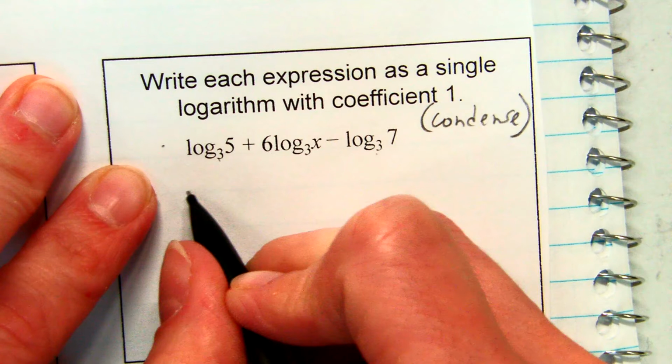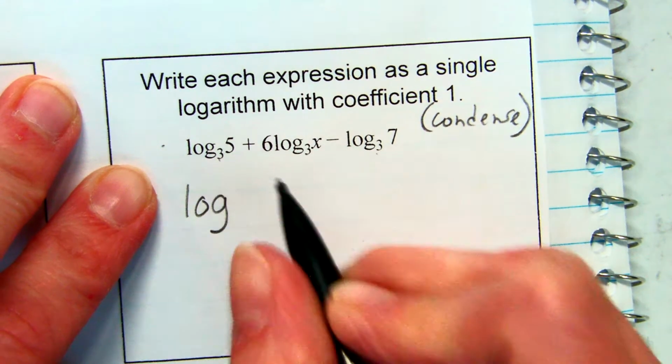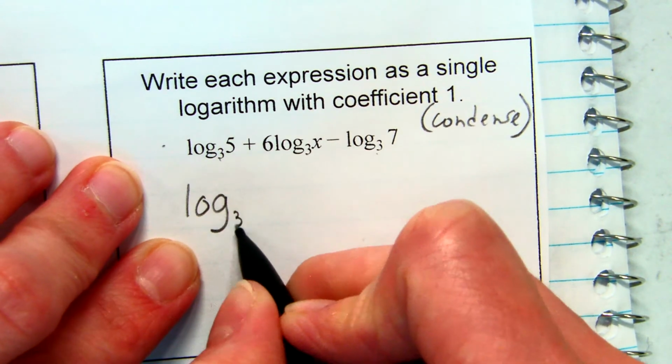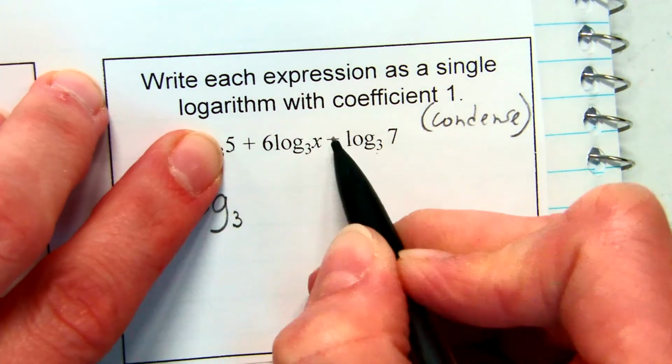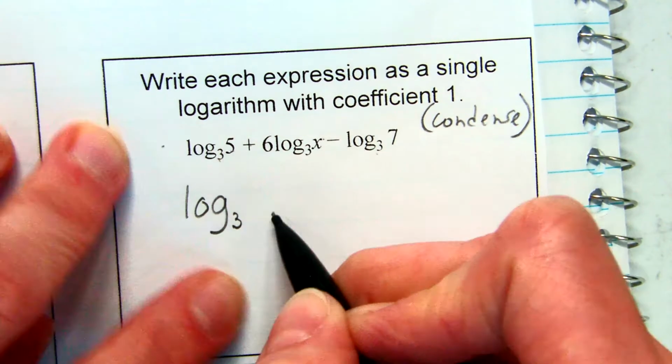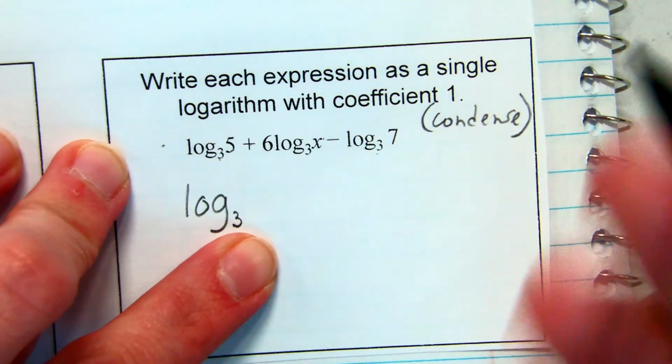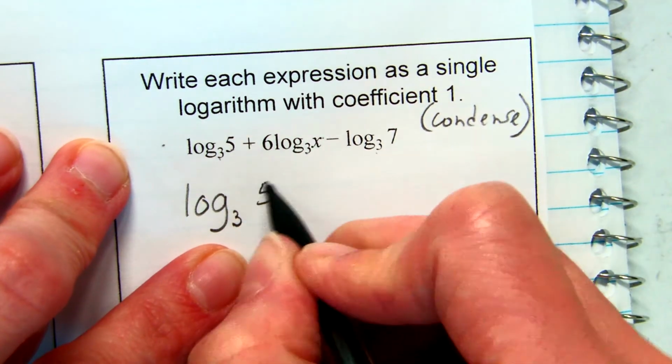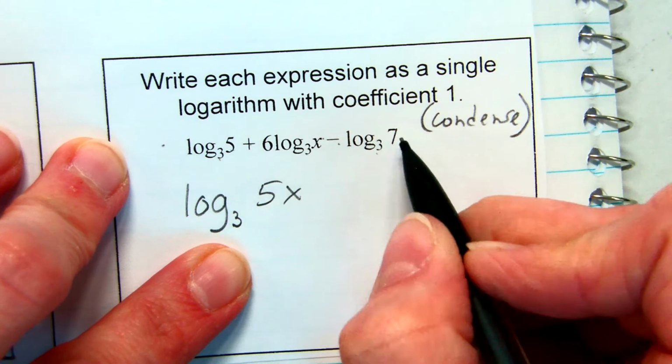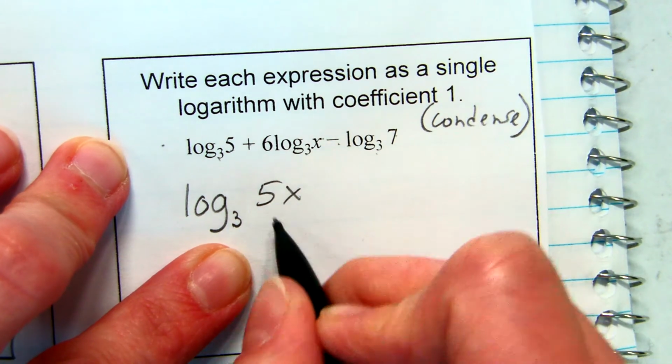So we're going to make this into one big logarithm. So I'm going to have logarithm base 3, and the 5 and the x part are being added. So when I put them over here, it's going to be multiplication. So I'm going to have 5x. What about the minus with the 7? Wouldn't it be 5x to the 6?